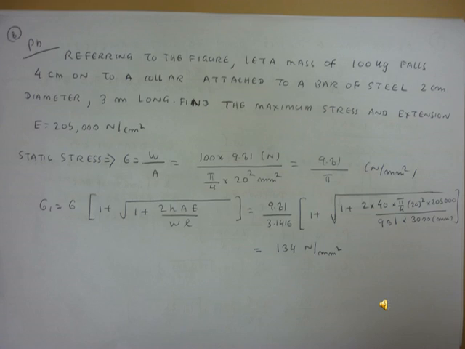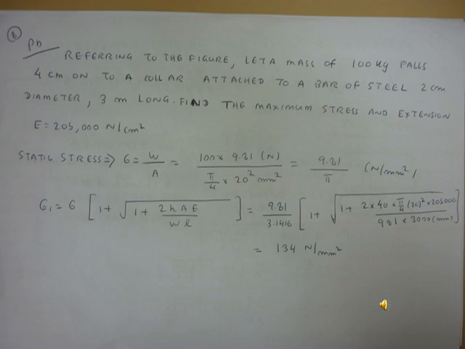So in this problem, firstly we calculate the static stress. Static stress sigma equals W divided by A. The weight: the mass is 100 kilogram multiplied with gravity 9.81, so 100 multiplied by 9.81 Newton. The area is pi by 4 times the diameter squared, 20 millimeter squared, so pi by 4 into 20 square. So 100 multiplied by 9.81 divided by pi by 4 into 20 square gives 9.81 over pi Newton per millimeter square.